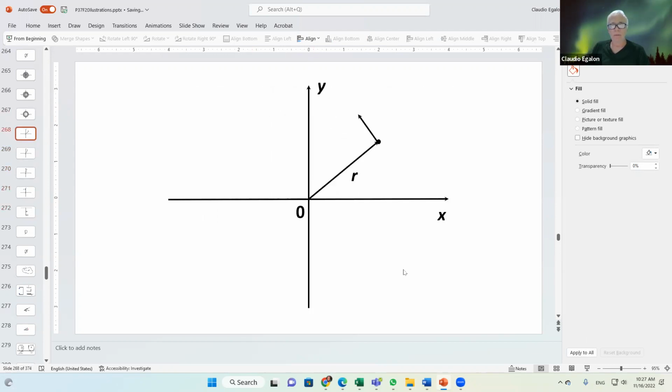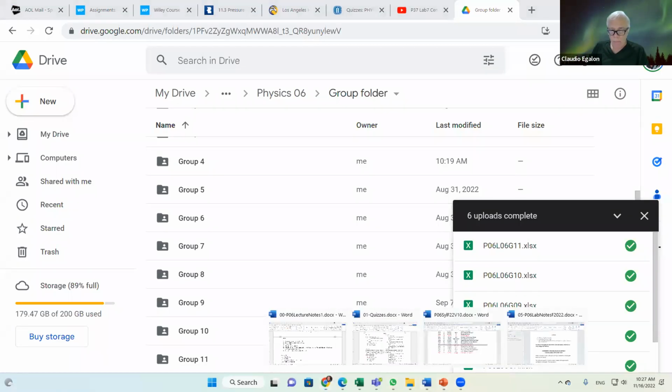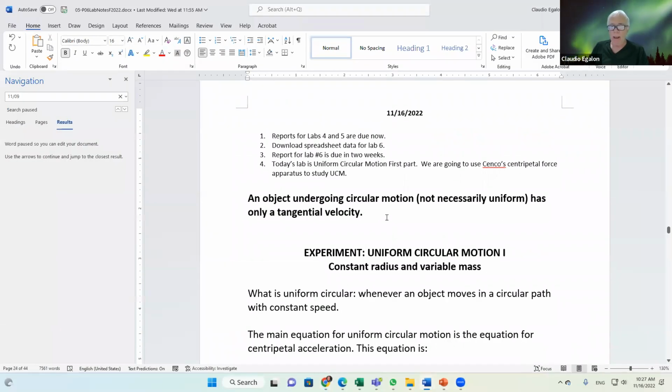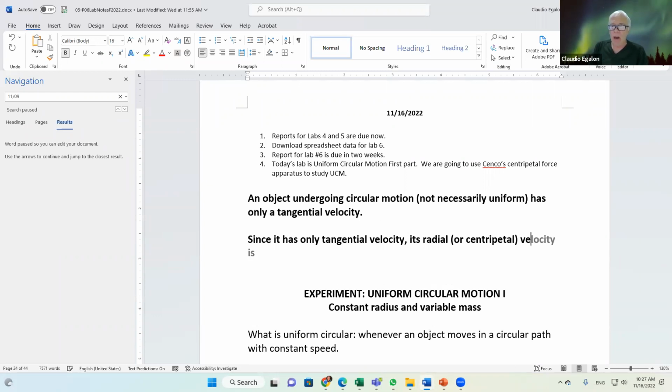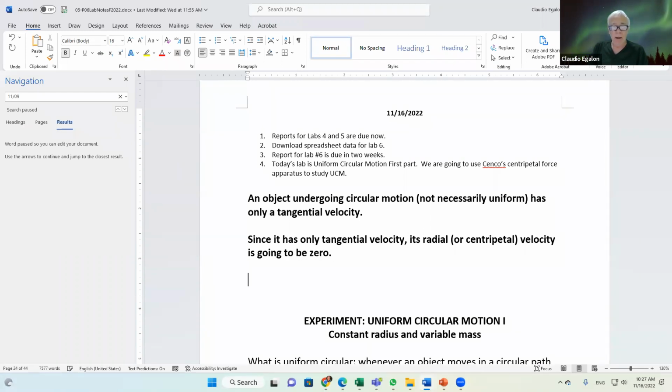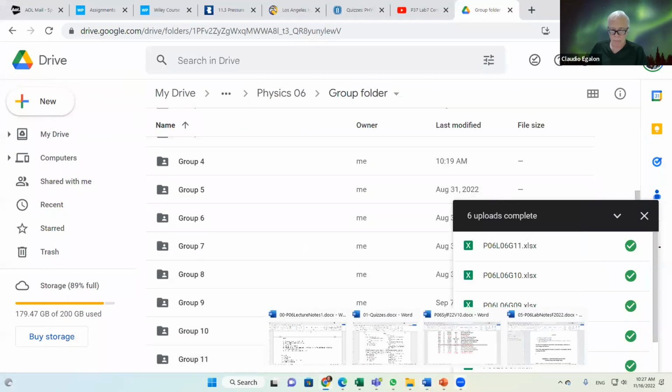Okay, four frames. The object has only a tangential velocity. Since it has only tangential velocity, its radial or centripetal velocity is going to be 0, right? But that's for circular motion. What if it's not circular motion, right?